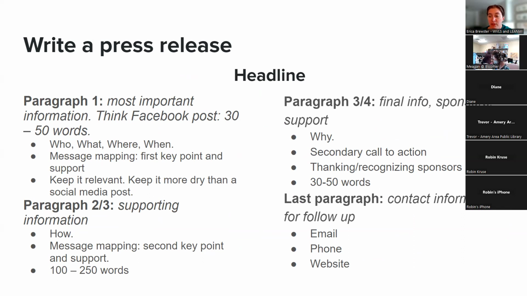You want about 30 to 50 words focusing on who, what, where, and when, so that people know what's happening, and where and when to show up. And as the first key point, keep this very, very relevant. Usually a press release is much more dry than a social media post. We're not going to have quite that attention-grabbing piece because it is going to a newspaper, but you also want all of that information in that first paragraph.